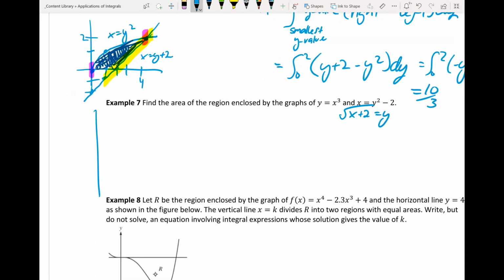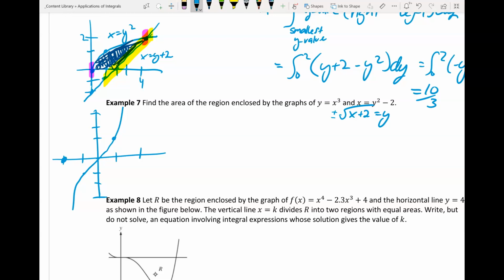Now if you graph this in your graphing calculator, you're going to get something like this. That's your y equals x cubed graph. And then we also want to graph our root of x plus 2. And we did take the square root of it, so we need to consider both sides of it, the plus and minus of it.